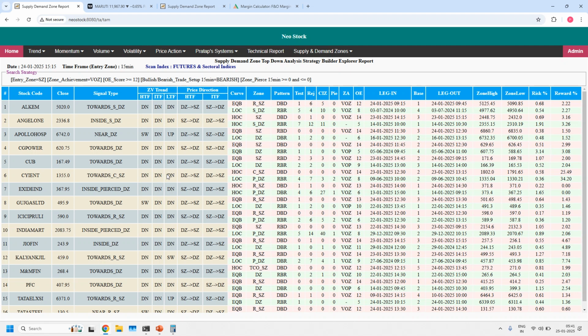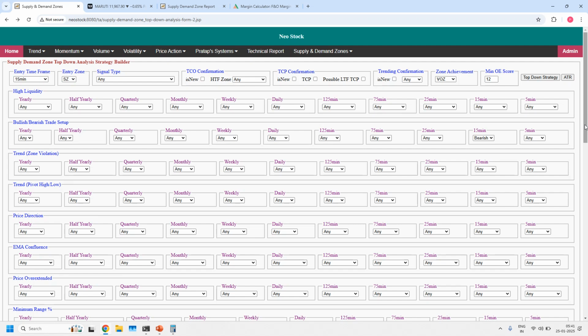That's why, to check for high probability, every time I am checking the zone confluence. Two zone confluences I am checking. That is what I explained in lesson 26. 26 or 27? I think 27. Lesson 27.